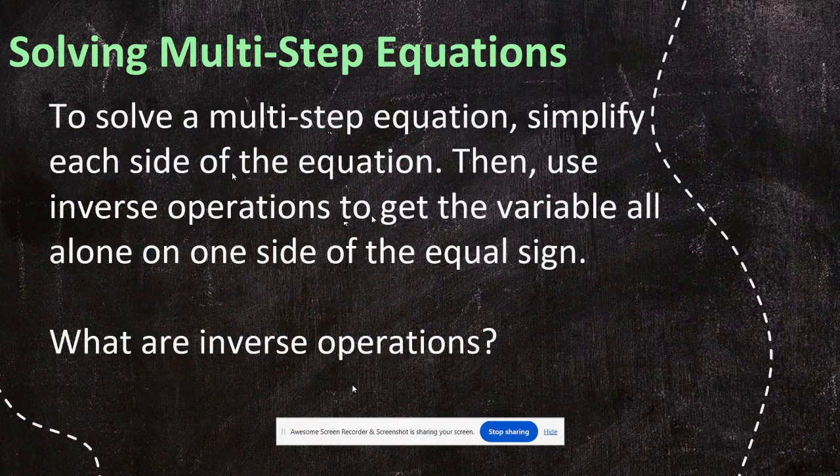Do you remember? So we know addition and subtraction are opposites of one another, and multiplication and division are opposites of one another. So we call those the inverse operations. Now let's look at some examples. So remember, a multi-step or a two-step equation is the same thing as a one-step equation, other than the fact that we're literally just adding one step.